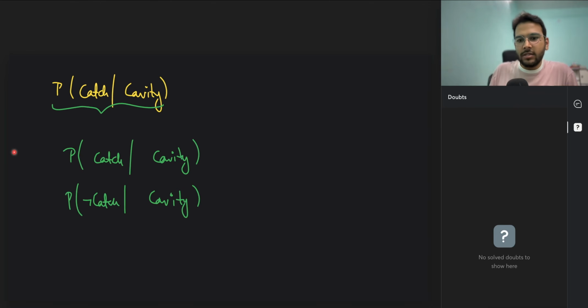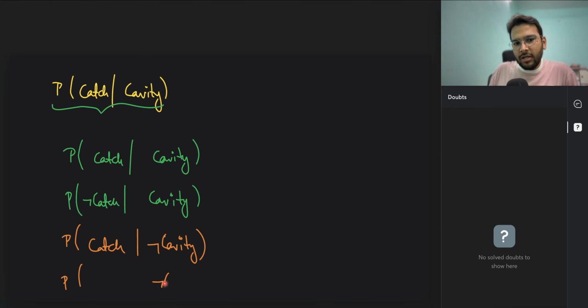Correct. What else? You will say, sir, we can also have this, not cavity. If not cavity is there, then what is the probability of catch? And if not cavity is there, then what is the probability of not catch?